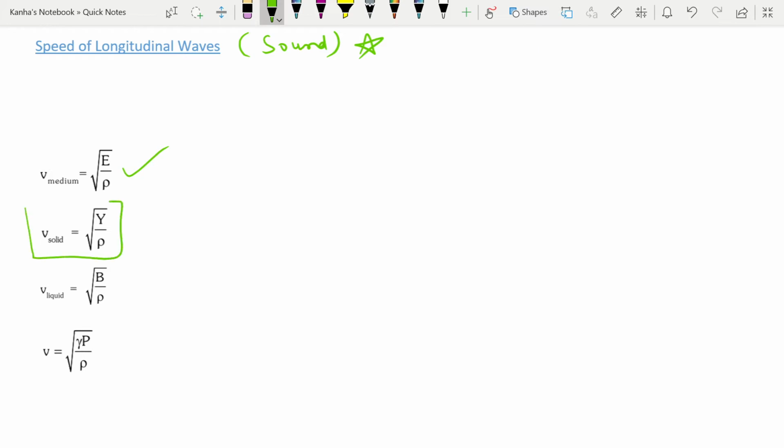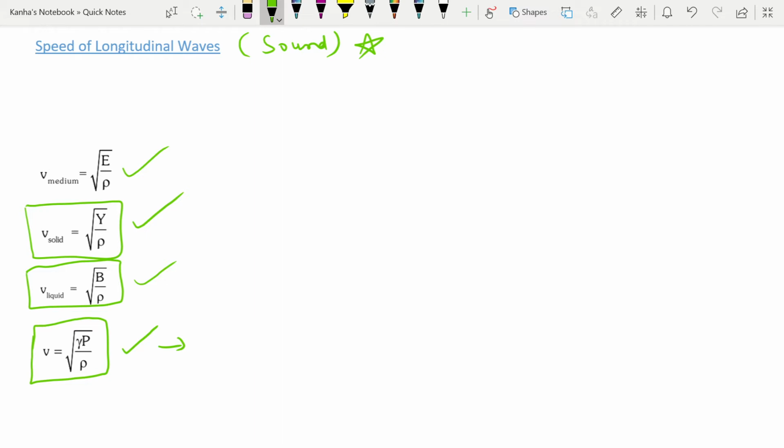For solid, this elasticity coefficient becomes Young's modulus. For liquid, it becomes the volume elasticity coefficient of the liquid. And for gas, Newton's formula requires a correction, which is the Laplace correction. After that, you can write that velocity is equal to root of gamma into P, where P is the pressure, divided by rho. From here, you can easily see the effect of various quantities. So what is the effect of temperature?